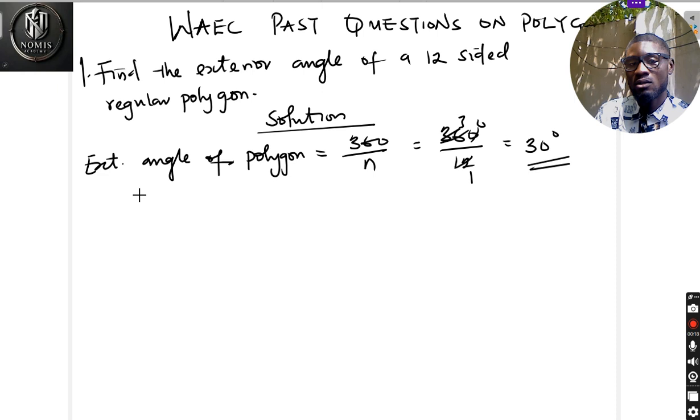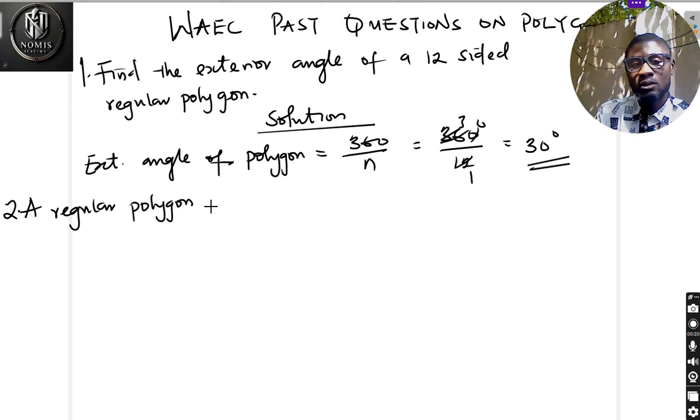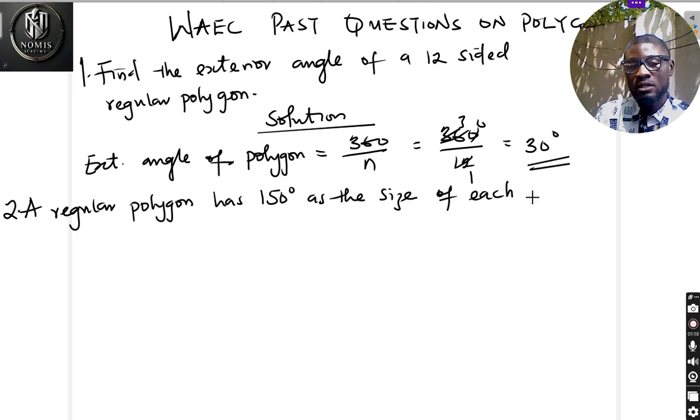So let's take example number 2. WAEC past question number 2. A regular polygon has 150 degrees as the size of each interior angle. How many sides does it have? The question is asking how many sides does it have?